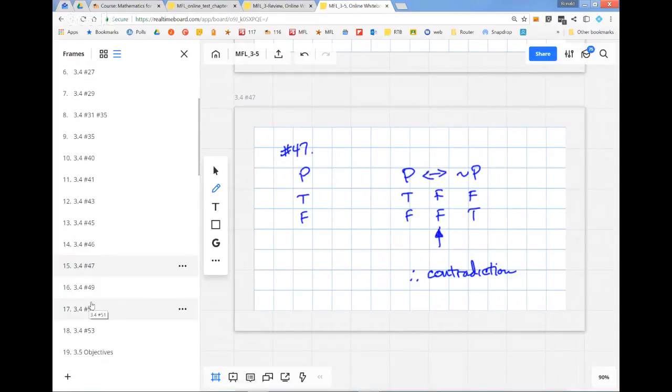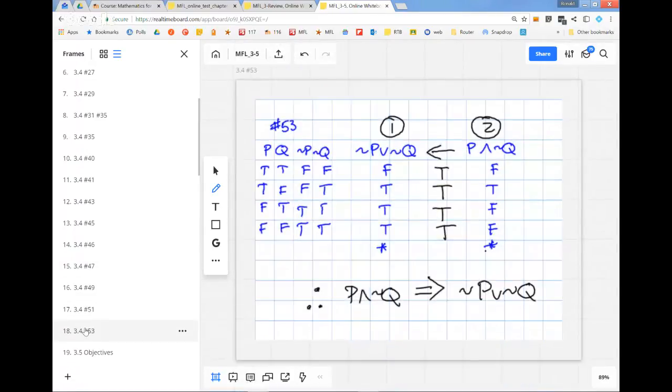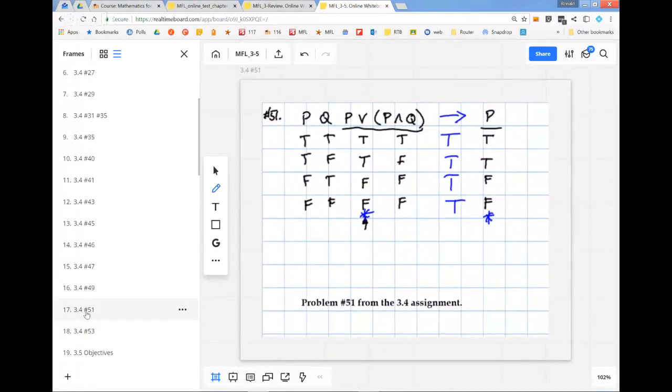Let's see, 49, 51, 53. Another one of those implications. 51. Another one of those implications. I guess all the odds turned out to be implications, but the evens, that's the trouble when I only have you do odds. You sometimes don't see every kind of problem.